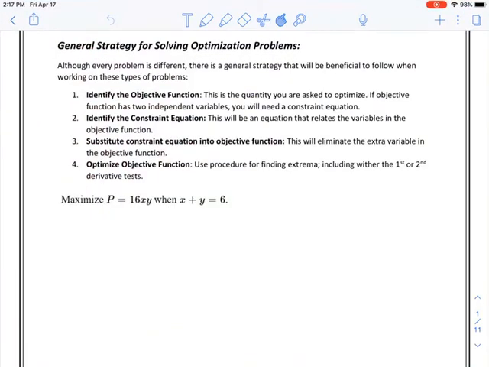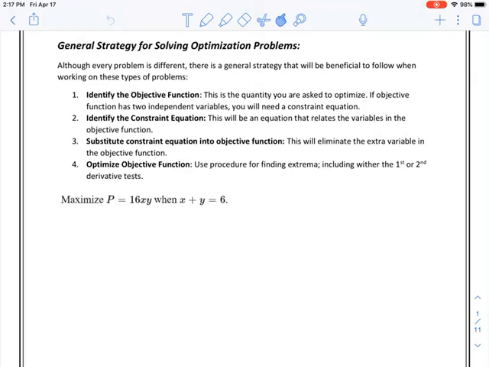In this video, I'm going to go over the general strategy for solving optimization problems. What makes optimization problems so difficult is that every problem is different. However, there's a general strategy to use for every single problem that will help you to work your way through that particular problem. And so here's the procedure.